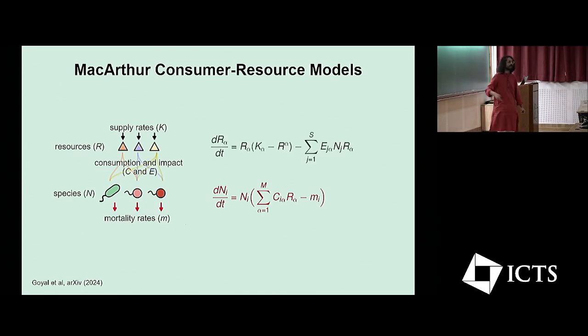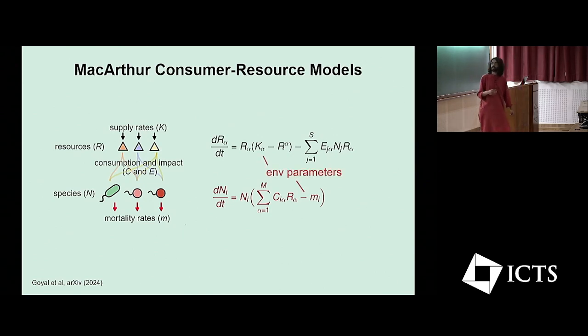And similarly, you write down a set of equations for all of these different resources in the problem. And what these equations are essentially saying is that these resources are supplied at some rates. In the absence of any species, these resources go to that supply rate concentration at steady state. And in the presence of these various species, they're all depleted by species, and the depletion or impact of resources by species is given by some other matrix, which we call E.